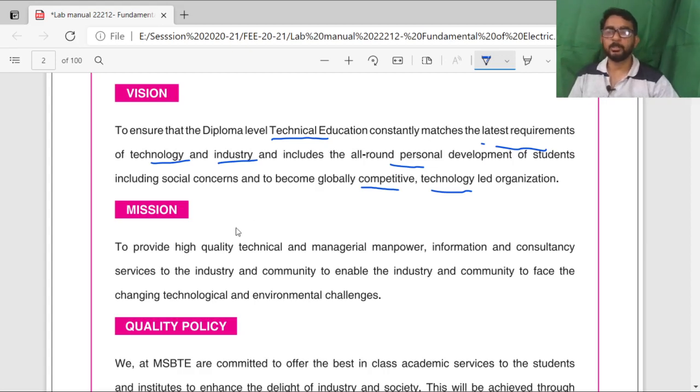Look at the mission of MSBT: to provide high quality technical and managerial manpower, and information and consultancy services to the industry also. With the association or with the help of the students, faculties can take projects from industries as well as the community, and they will provide good solutions to the problems of industries as well as the community.